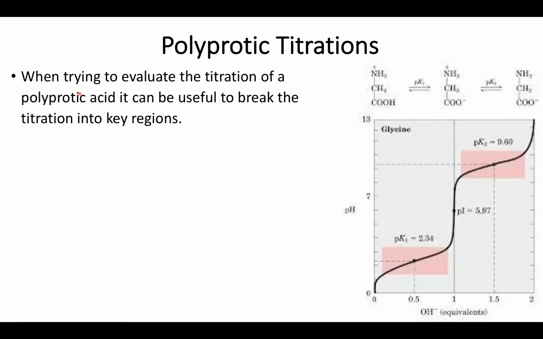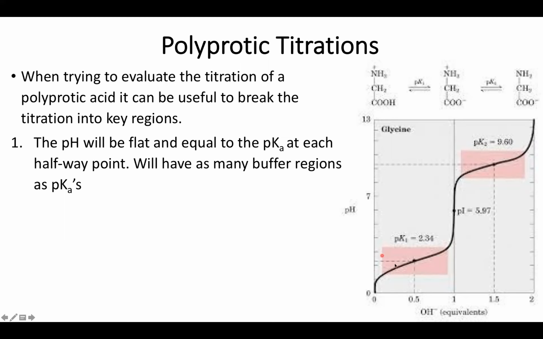And so one of the very useful features is trying to break them into the key regions to figure out where you are in the titration curve. So if you're essentially at or near one of those halfway points, you're going to be treated as a buffer, and the pH will be fairly near the pKa. And if you're trying to figure out how many buffer regions a molecule has, it will have as many buffer regions as it has pKa's. So glycine has 2 different pKa's, 1 and 2, so it has 2 different buffer regions, so flat-ish regions on the titration curve near those separate values.